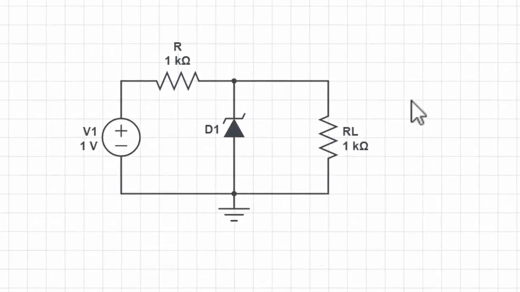The circuit itself is fairly simple. You have two identical resistors. One is R, which is our protection resistor, and then RL is our load resistor. Both have a value of 1 kilo ohms. And then you have your DC supply. Make sure it is a DC supply. And then you have a Zener diode. Make sure that the orientation is correct, or the polarity is correct. And you must also have a ground.